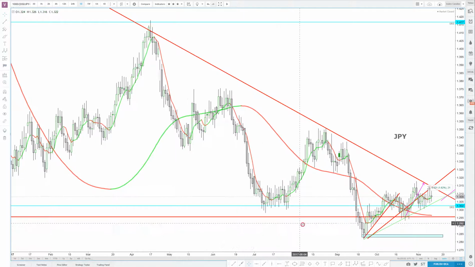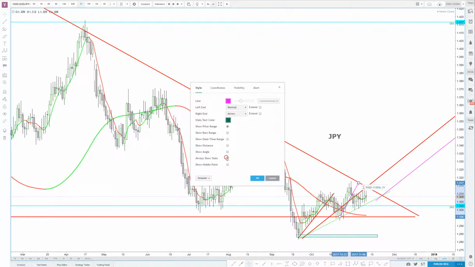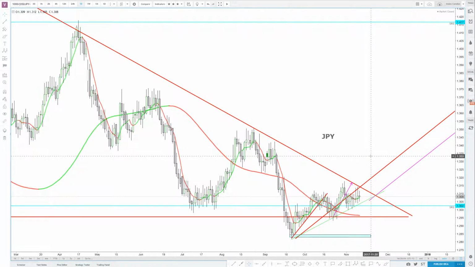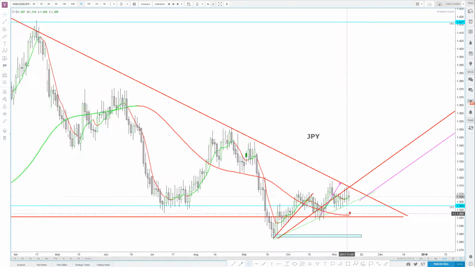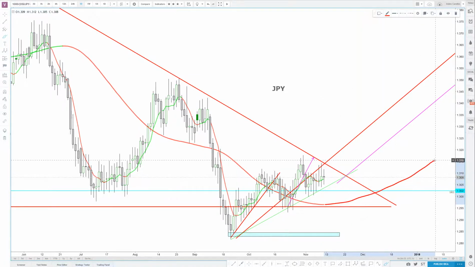Japanese yen, just getting more trapped. It's trying to move higher, trying to break out of this triangle. It's finding itself in and kind of bouncing off of that trend line here, which is nice. I can see the moving average starting to move kind of higher, so I'm going to turn that green. And again, looking for that breakout.